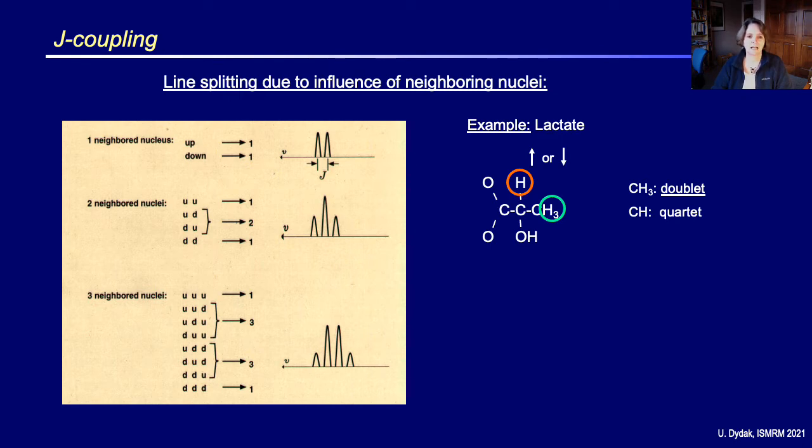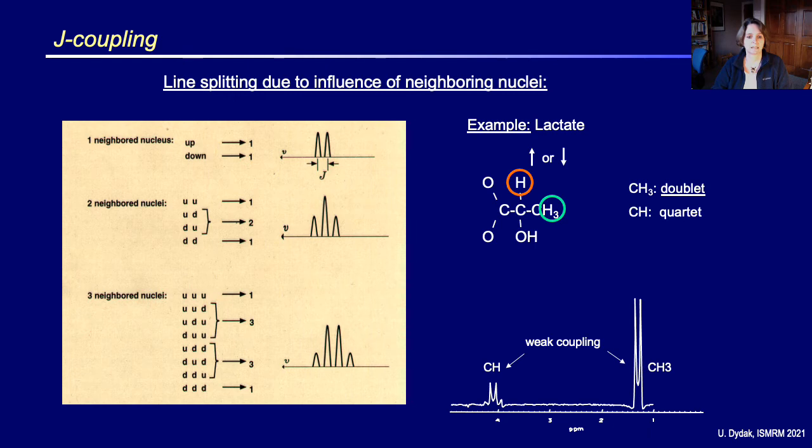Let's take a look at the molecule lactate that has this methyl group here, the CH3 group with the green circle, that gives a signal, as well as the CH group with the red circle that gives another signal. Now these two have different chemical environments and therefore will resonate at two different chemical shifts, namely at 1.3 ppm and at 4.1 ppm. Let's take a look more closely.